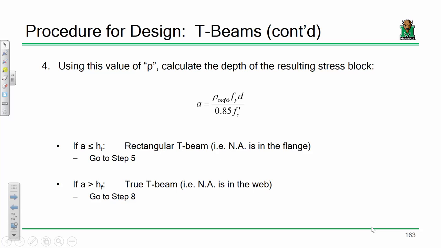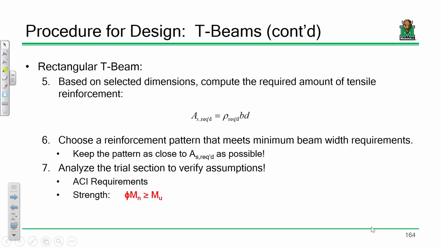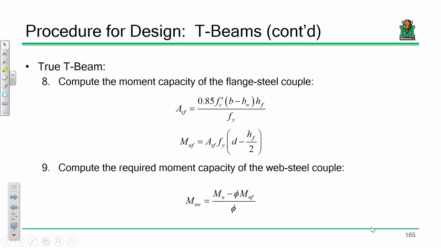Does that make sense? So if we have a rectangular T-beam, what we do is we just say As is rho b d, pick the steel pattern, verify your ACI requirements, verify the phi equals 0.9, that's it. Problem gets real short real quick. However, if you have a true T-beam, a little bit more to it. So a true T-beam, what we do is we say, okay, let's compute the area of steel that we need for the flange couple. So it's just setting C equals T and solving for the area, then compute the moment capacity. Then we say, all right, I determine how much Mn we needed, right?